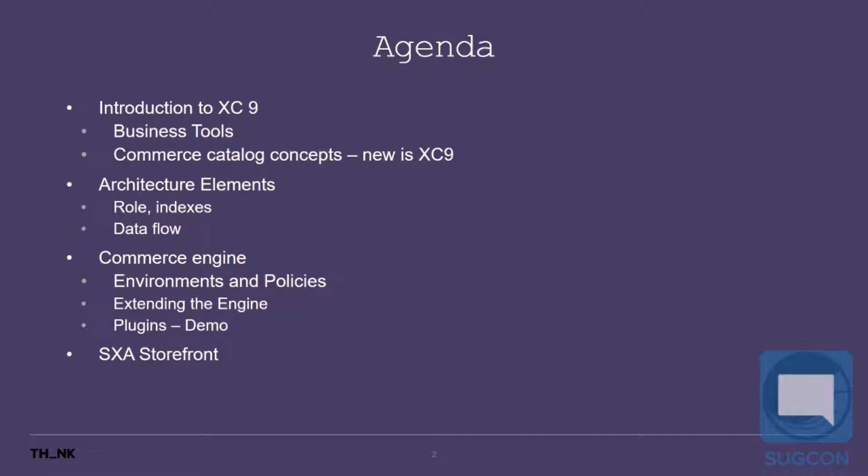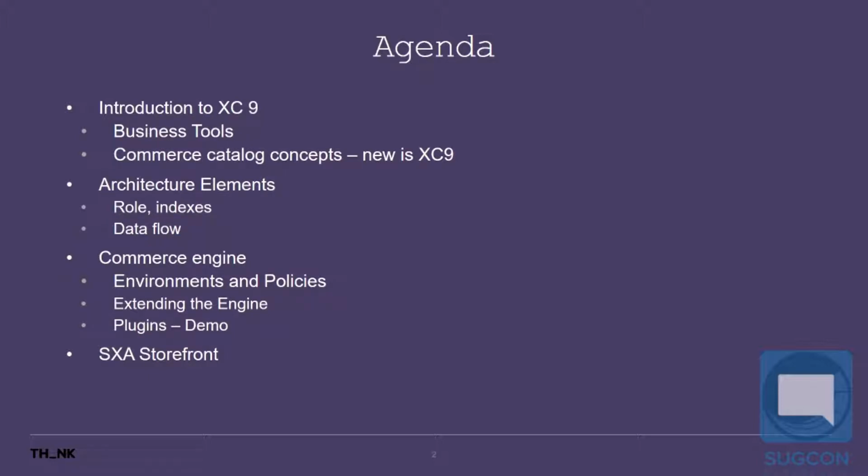What we're going to cover is an introduction to XC9. I'm going to rush through that. Then we're going to look into business tools. Hopefully, if you have not installed it, just go and install Sitecore Commerce. Then I picked up the Sitecore Catalog concept, which is kind of new in Sitecore Commerce 9 itself. It has some new elements, so we're going to look into that.